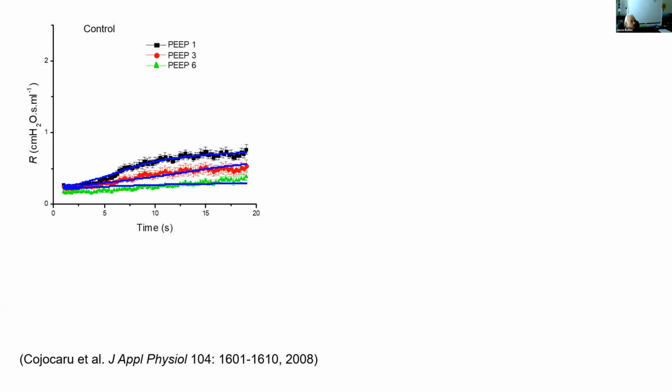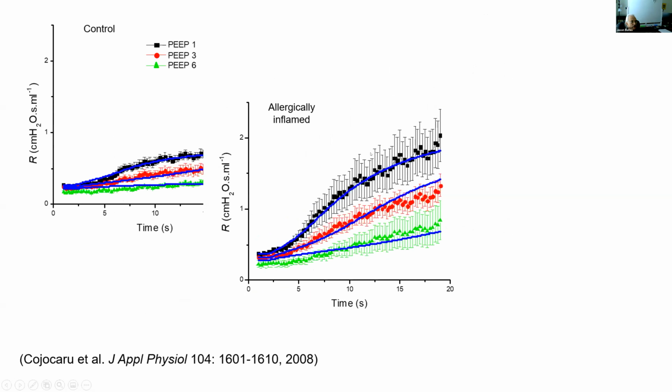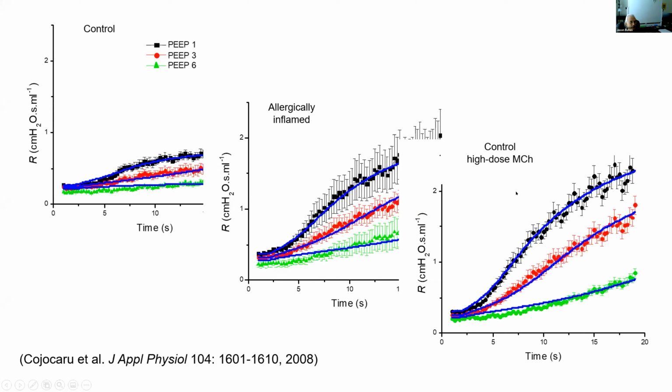But what we found was kind of interesting. These are the changes in resistance, like I just showed you, from the control animal. Here on the same scale are the changes in resistance in an allergically inflamed animal, and they are much bigger. Now, this is airway resistance. So this indicates that the airway smooth muscle is actually responding more in these animals when they're allergically inflamed than when they're controls. And in fact, when we gave the control animals 3 times the dose of methacholine, it looked somewhat similar to the allergically inflamed.